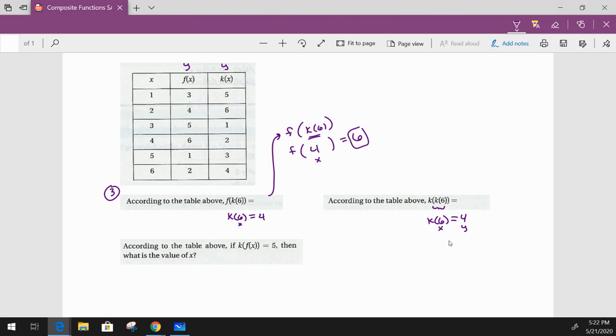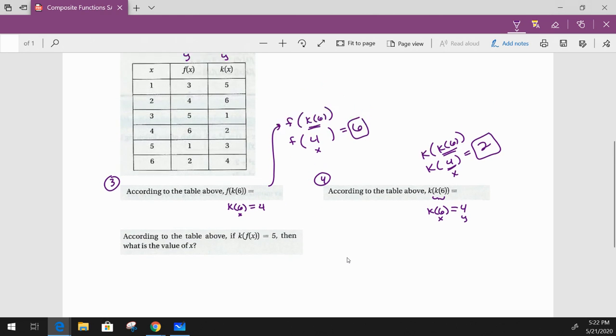But now you are going to be substituting, so again, we have k of 6. So k of 6 we just determined is 4, which means now we're putting 4 in the place of x. So if 4 is our x-coordinate for k, then our y-coordinate would be 2. So 4, 2. So that would be the answer to question 4.